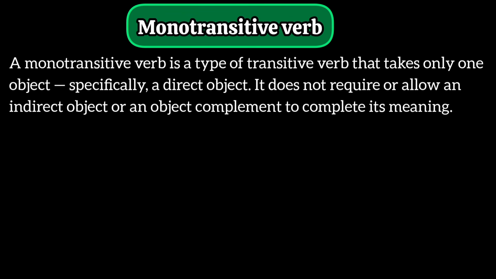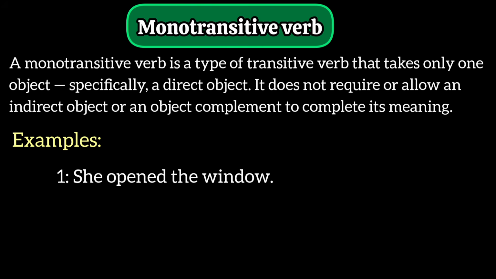I think you are not getting the point. Just look at these examples. She opened the window. In this sentence, the verb opened is a monotransitive verb because it is followed by a single direct object, the window.